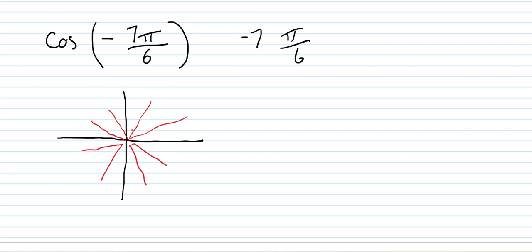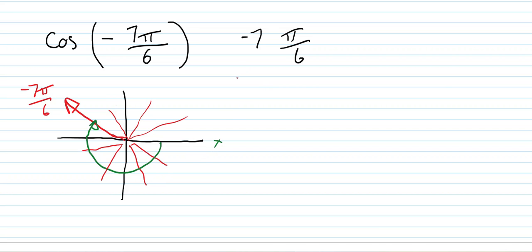Now you don't have to draw all these little lines, I'm just doing it to show you that we want to go in a negative direction, 7 multiples of pi over 6. So starting from the initial side, the positive x-axis, we're going to go 1, 2, 3, 4, 5, 6, 7, right there. And so there is my angle, right there, negative 7 pi over 6.